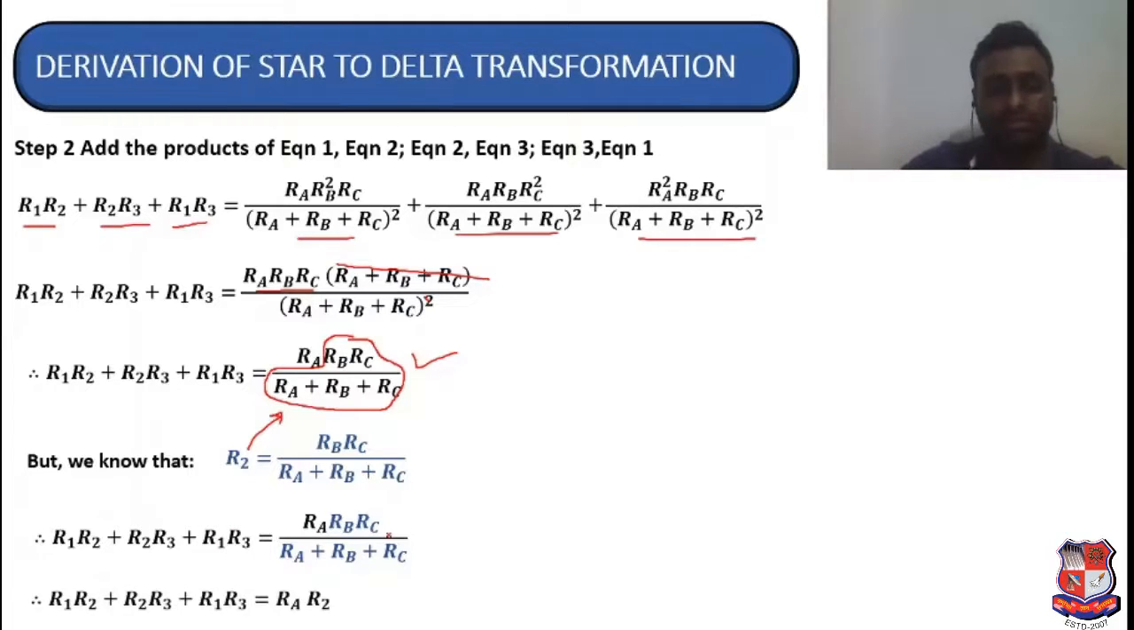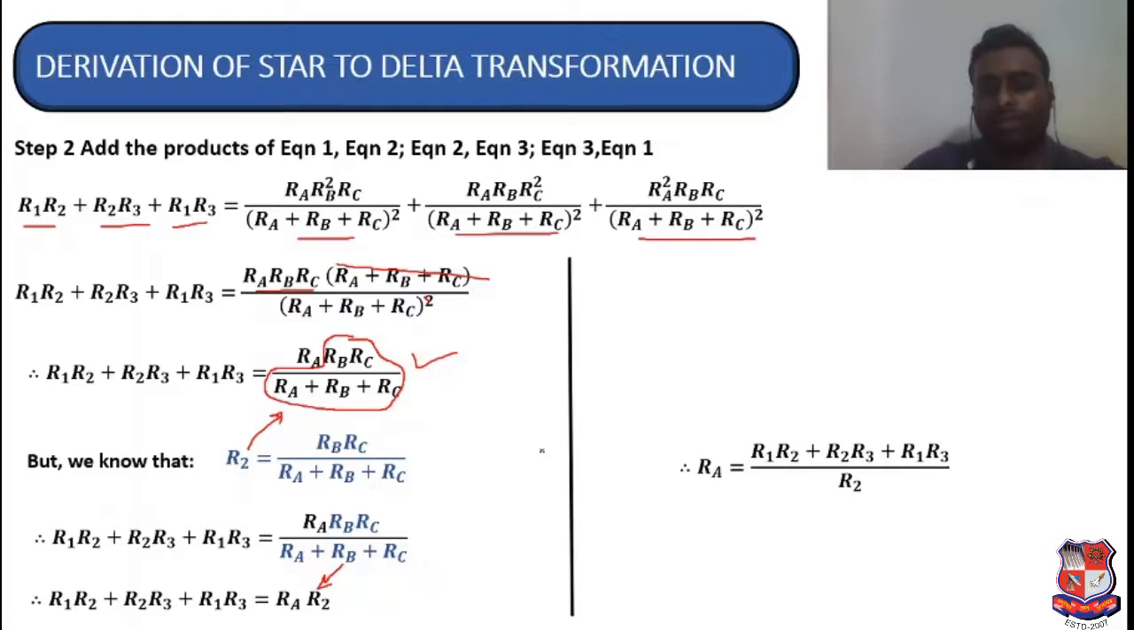Okay, so that much you can write as R2. Now you need to just find the value of RA, which is the resistance of the delta connected circuit. From here you can say that RA is nothing but this R2 will go in the denominator. So RA will be the sum of the products of all the resistances divided by R2.